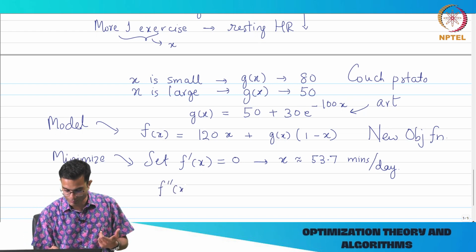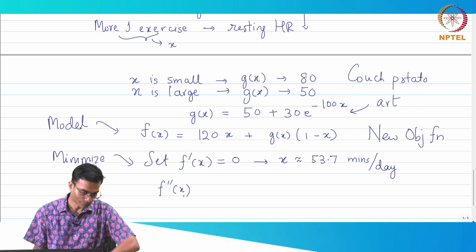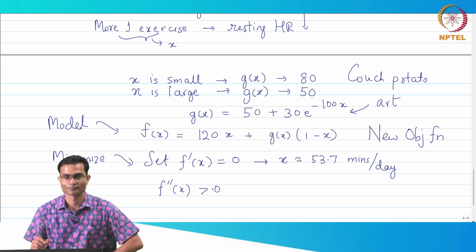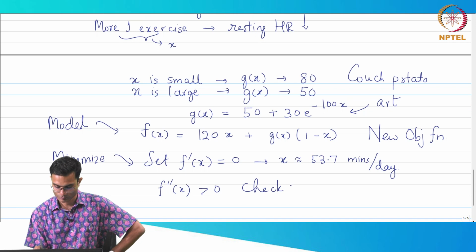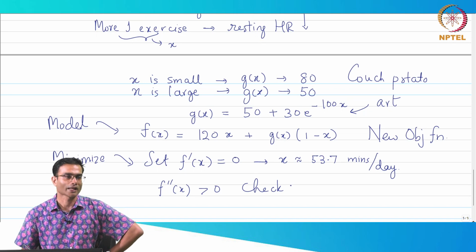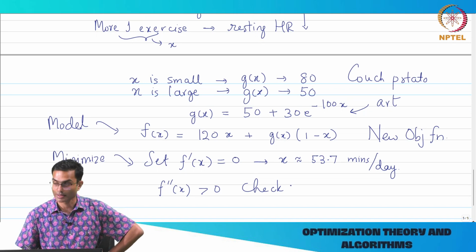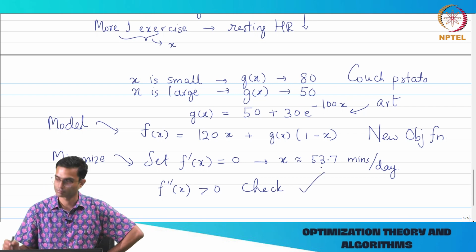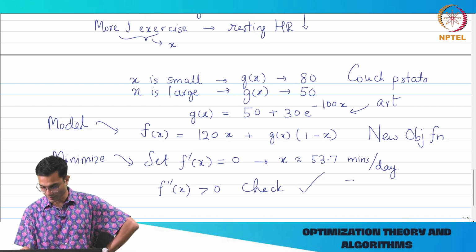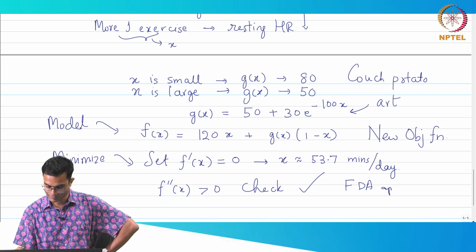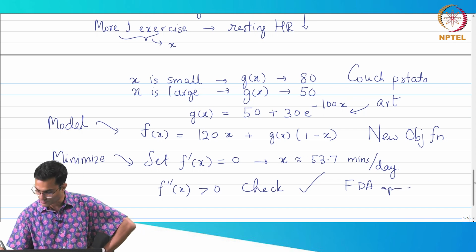So f''(x) should be, you can check it, and if it turns out to be greater than 0, then next what will come? FDA approved or something, right? So that's how this happens.